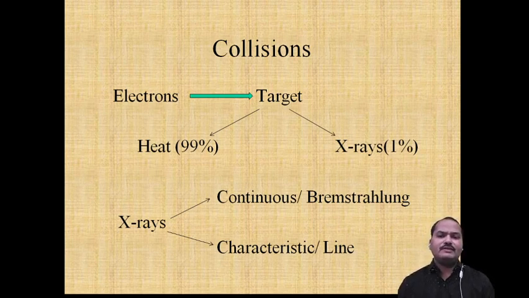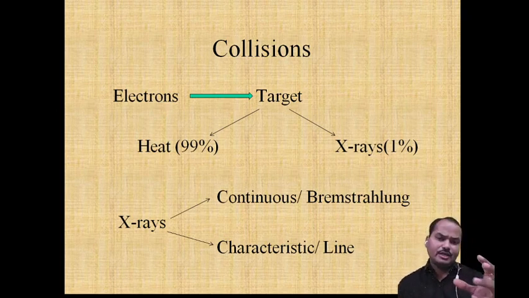So summarizing this, we can say that from the target metal about 99% heat and 1% X-rays are produced, and these X-rays can be either due to a continuous spectrum or the Bremsstrahlung radiation or the braking radiation, or they can be the characteristic type of radiation or the line spectrum.